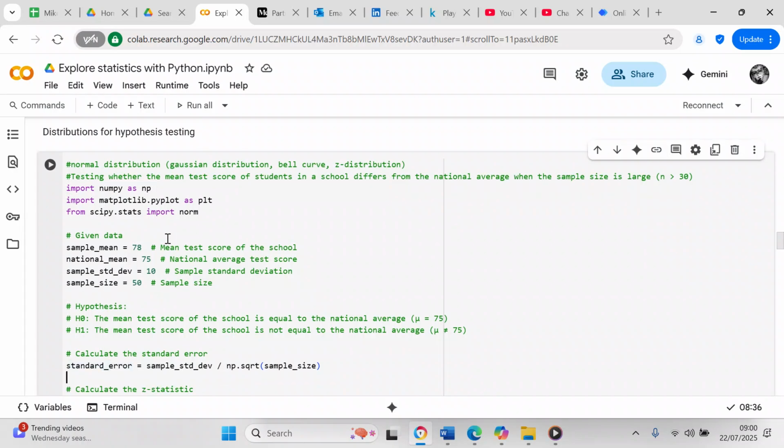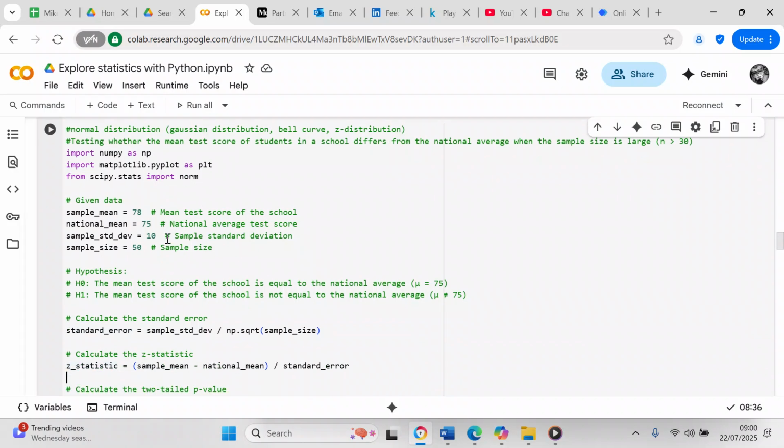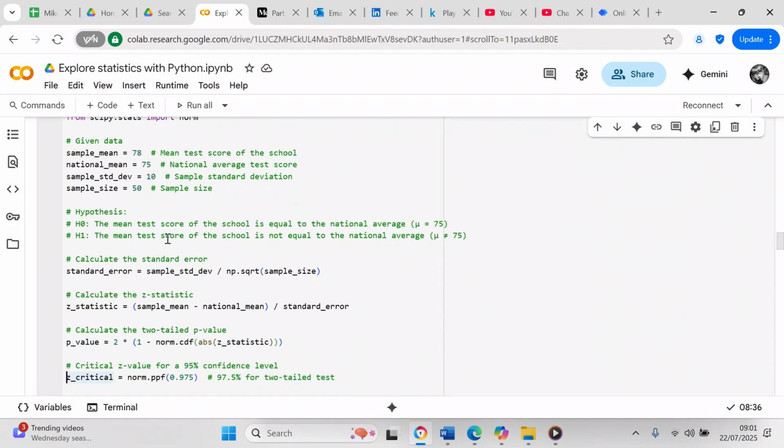Now we're going to calculate our standard error. Standard error equals the sample standard deviation divided by the square root of the sample size. Then we're going to calculate our z-statistic. The z-statistic is the sample mean minus the national mean, which is 3, divided by the standard error. And that's your z-statistic.